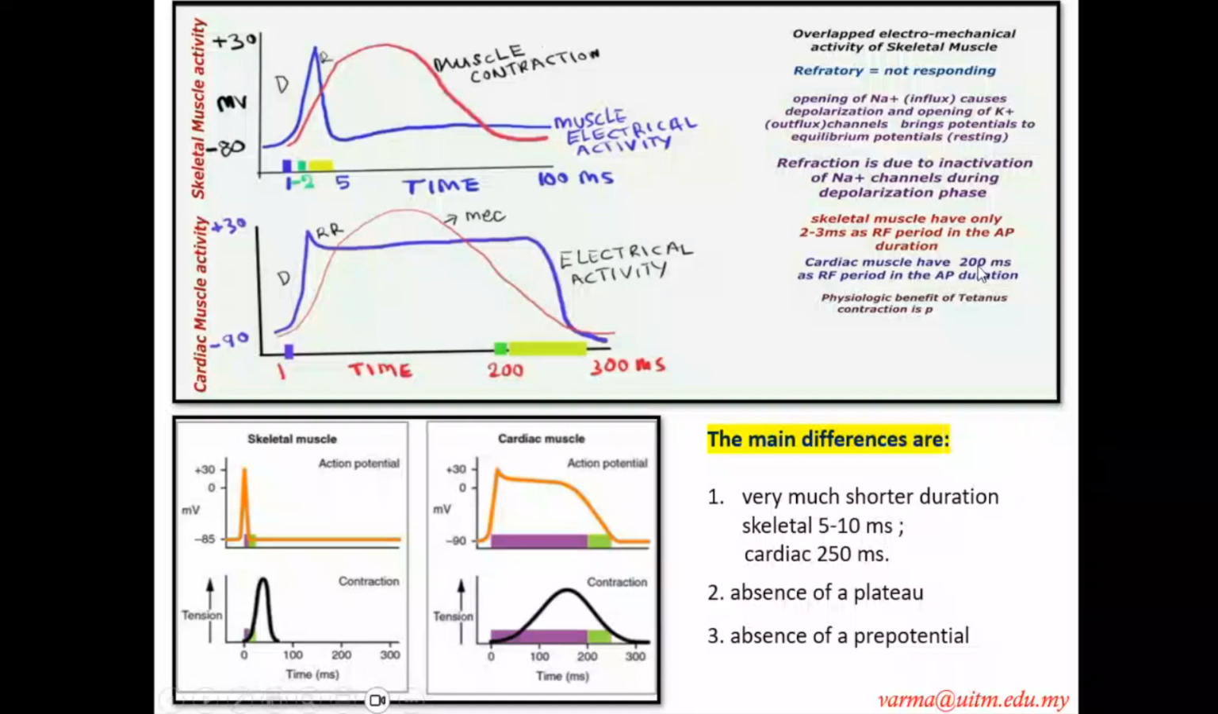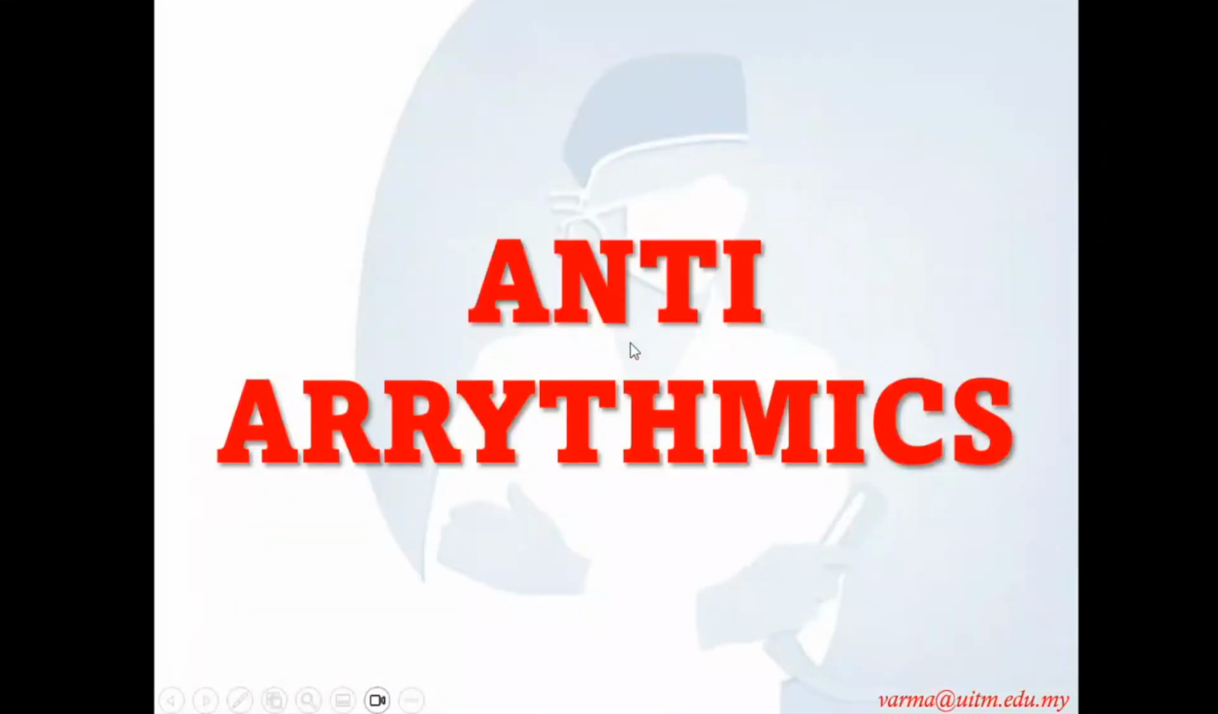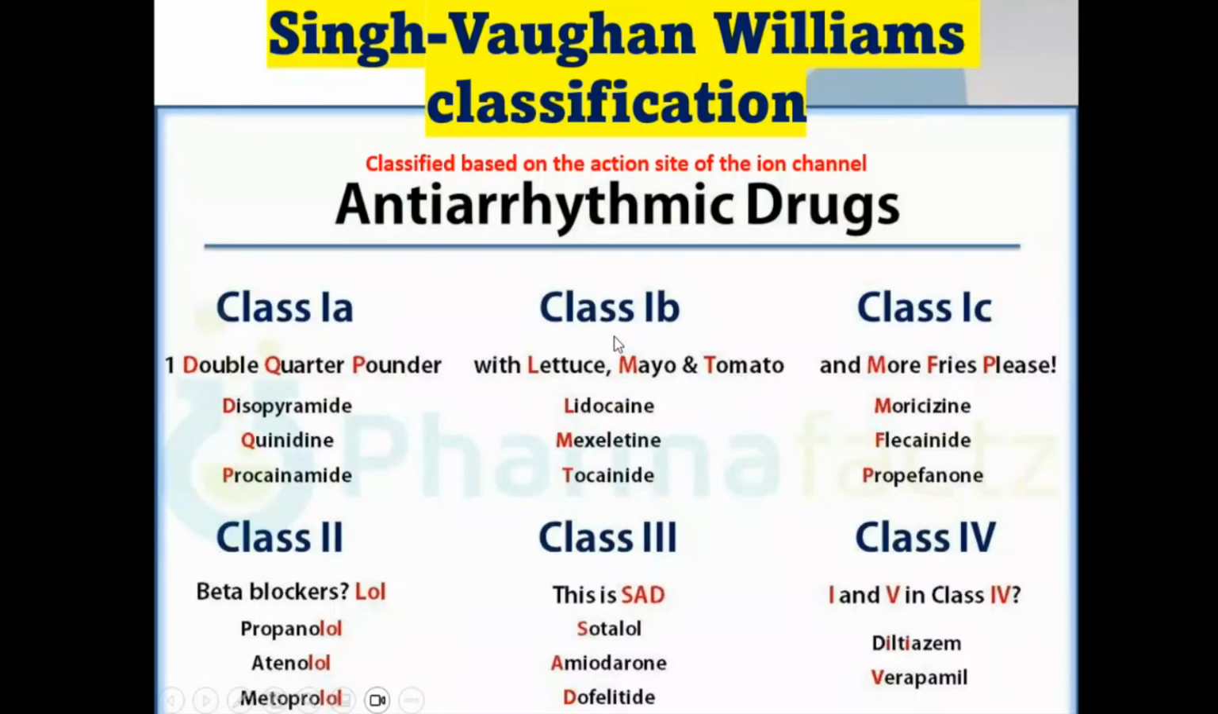Total is 250 milliseconds. 200 absolute and 50 milliseconds is for relative. Okay, so these are the differences. Okay, now we go into antiarrhythmics. There's not much, very short.